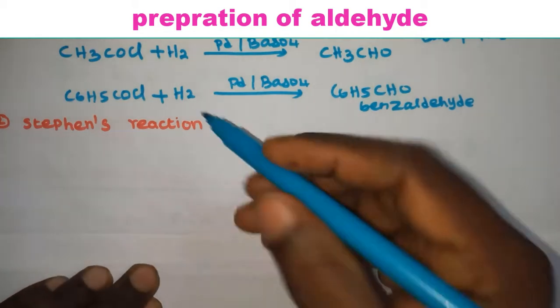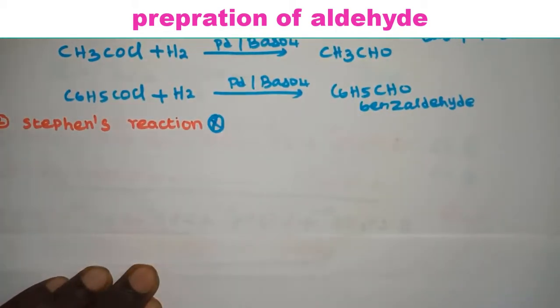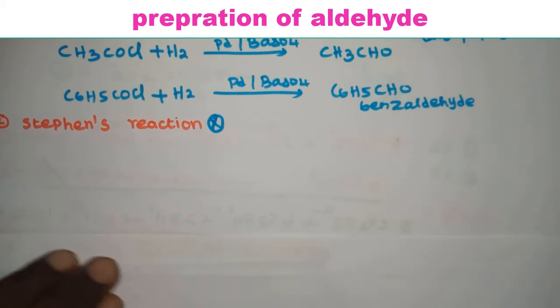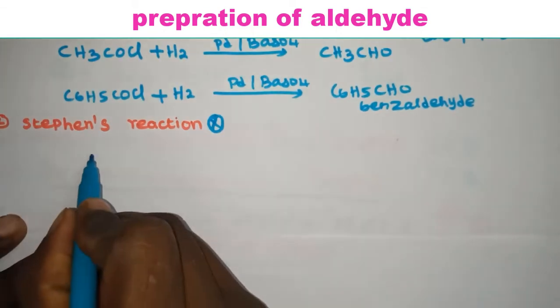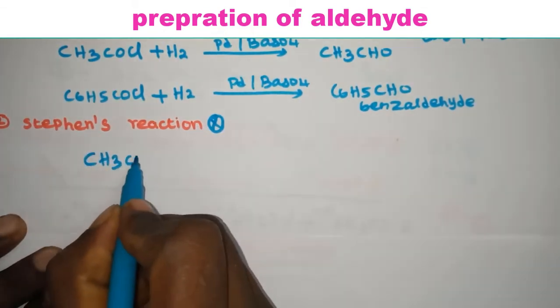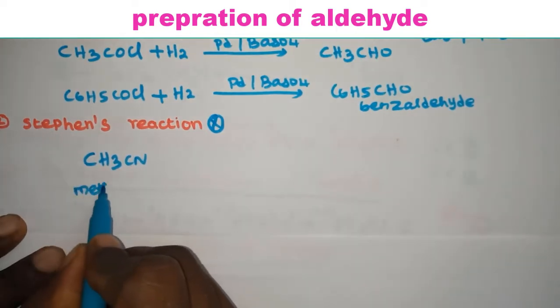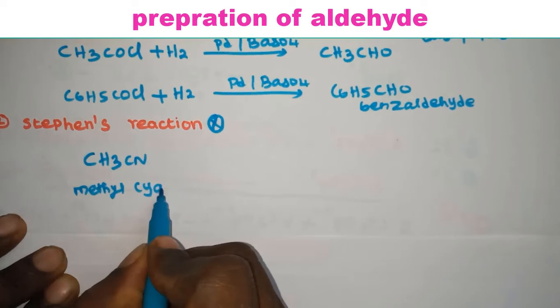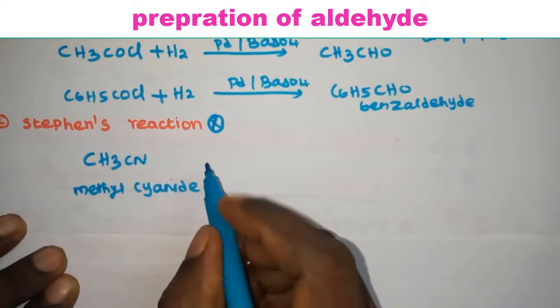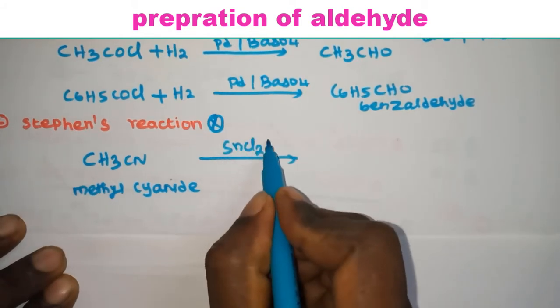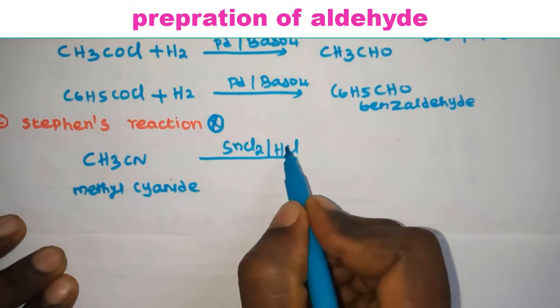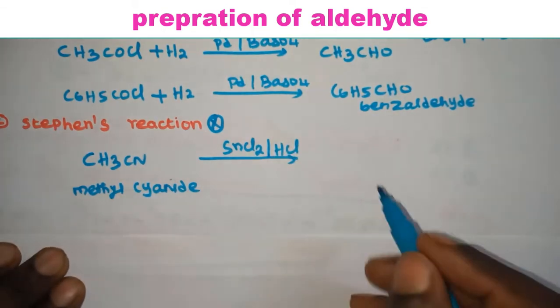Second method, Stephen reaction. This is also a very important naming reaction. Alkyl cyanide is reduced with SnCl2 and HCl, an imine is formed, which on further hydrolysis gives the aldehyde. One example of an alkyl cyanide is CH3CN, methyl cyanide, reduced with SnCl2 and concentrated HCl.